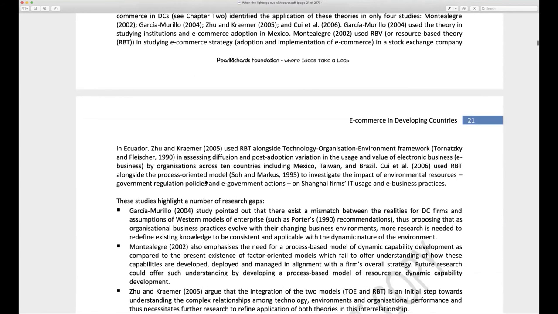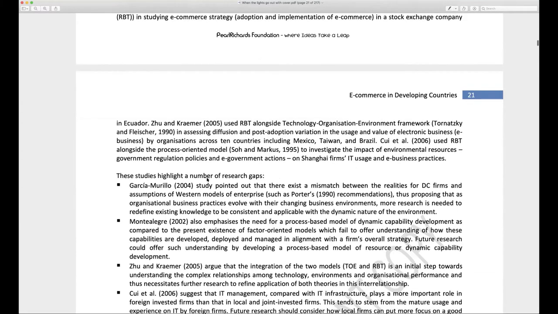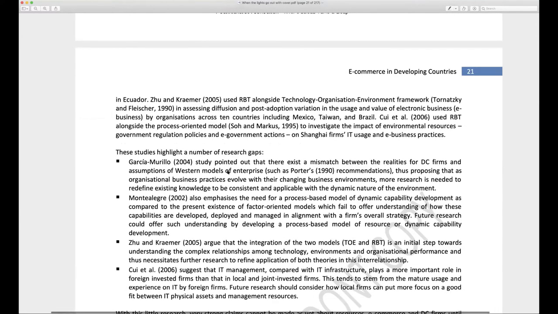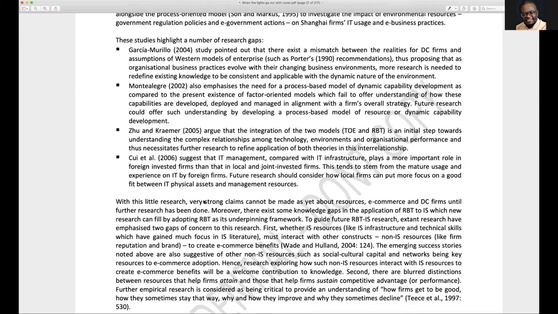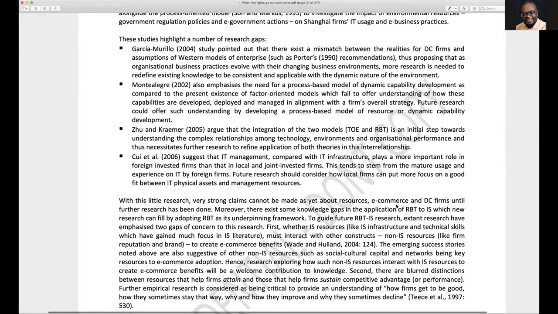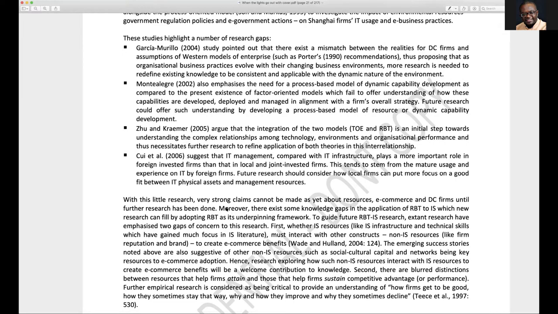Then after that, I pointed out that these studies highlight a number of gaps. First of all, what did Garcia say? Garcia pointed out that there exists a mismatch between the realities of DC firms and the Western models of enterprise, such as Porter's 1990 recommendation, proposing that organizational practices evolve. So more research is needed to redefine existing knowledge to be consistent and applicable to the dynamic nature of the environment. So I mentioned the gaps that are in all of them. Then I came to this: with this little research, very strong claims cannot be made about resources, e-commerce, and DC firms until further research has been done.